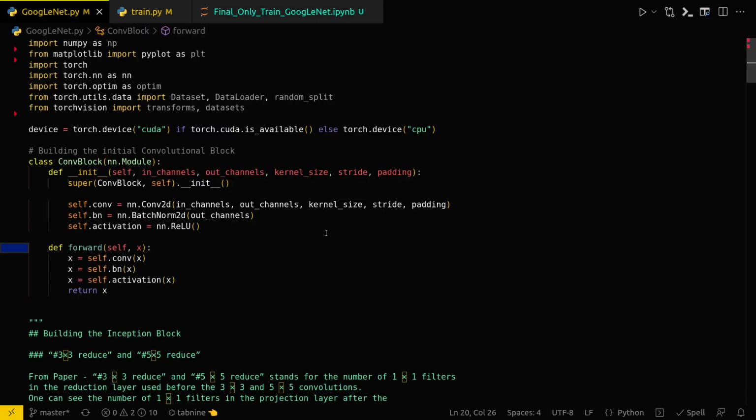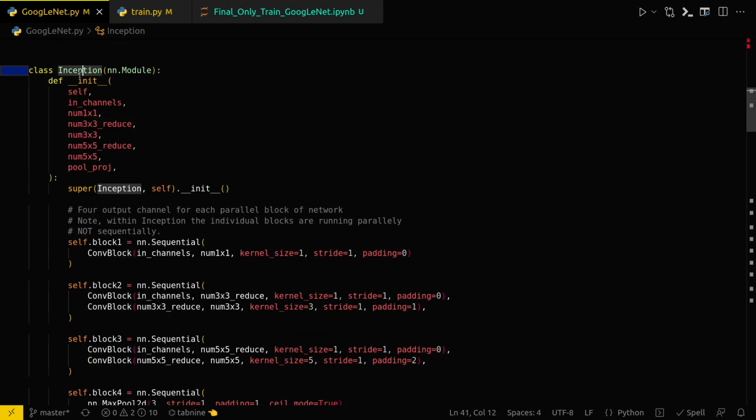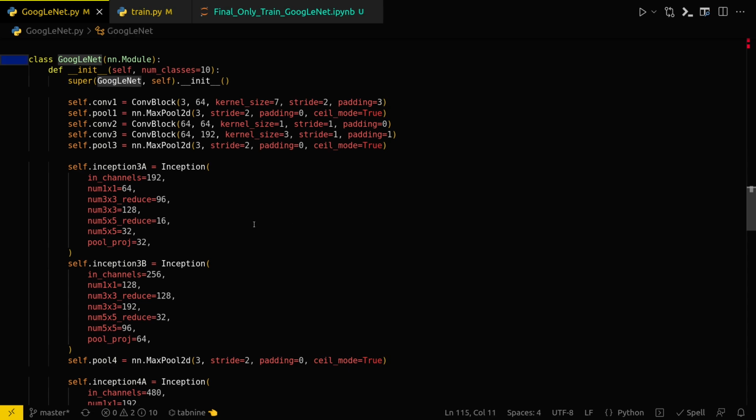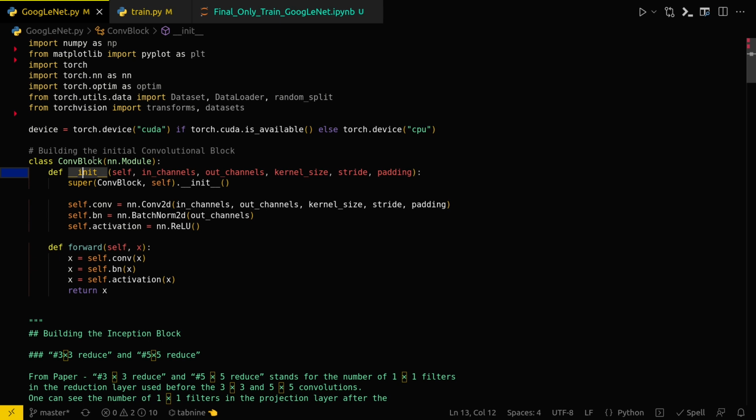So let's go back to my GoogleNet Python file. In this file, I have 4 classes. One is conv block. Next one is inception. Third one is auxiliary. And the fourth and final one is the entire GoogleNet. Talking about conv block, it's the simplest class among all of them, which will have just three layers: one convolution, that is conv2d, one batch normalization, and one ReLU activation. That's it. It takes in channels, out channels, kernel size, stride, and padding as arguments. And it stacks one layer on top of another.